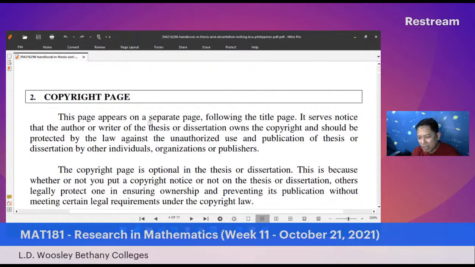It appears as a separate page following the title page, serving as a notice that the author or writer of the thesis or research owns a copyright and should be protected by law against unauthorized use or publication without prior notice, or quotation from the author without prior consent. So that is called plagiarism. So let's look at that. Let's acknowledge the resource per se.